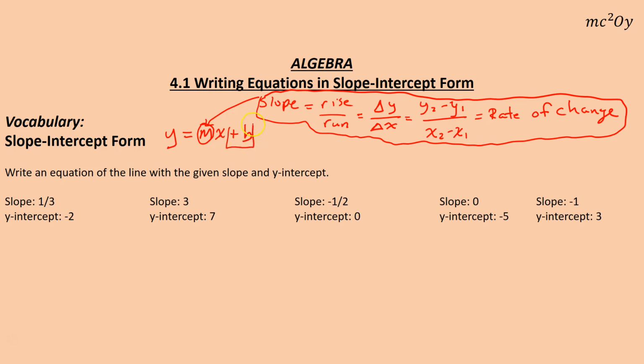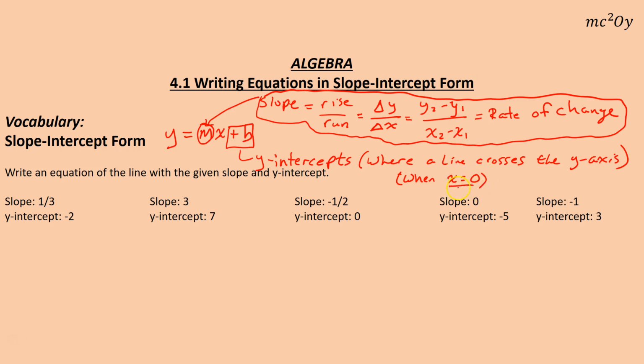And then b is your y-intercept. It's where a line crosses the y-axis. The other thing that's important to note there, it's when x equals 0. That's a key piece there.